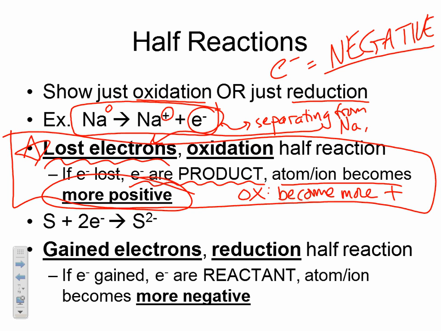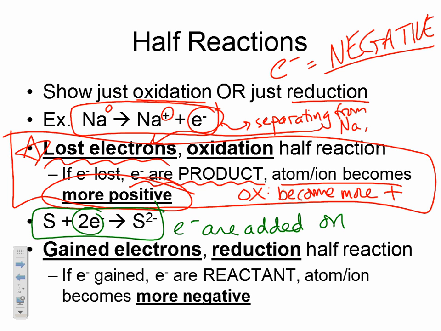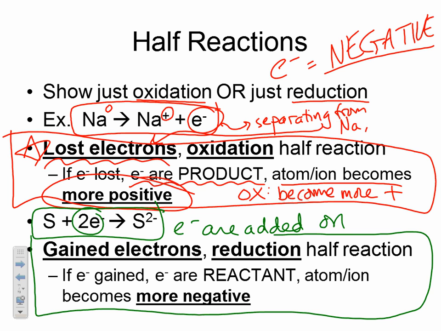Now, this down here, the sulfur, is also an example of a half reaction, but now this is a reduction half reaction. So notice that the sulfur is having 2 electrons added on, instead of having electrons be separated from. So this is showing a gain of electrons, which is the definition of reduction. So we're adding electrons onto the sulfur, it is gaining electrons, and this is reduction.